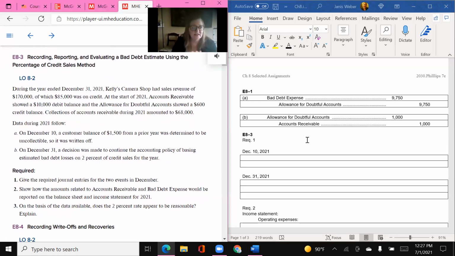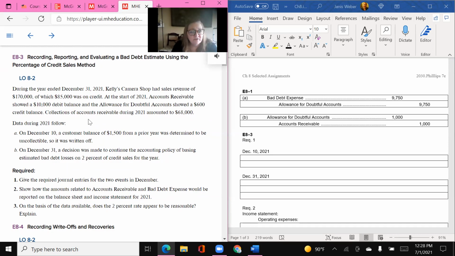This one, during the year ended December 31, 2021, Kelly's Camera Shop had sales revenue of $170,000, of which $85,000 was on credit. And so that's going to be pertinent, $85,000 of credit sales. At the start of 2020, accounts receivable showed a $10,000 debit balance. Now that's important. But the allowance for doubtful accounts showed a $600 credit. So those are just normal balances.